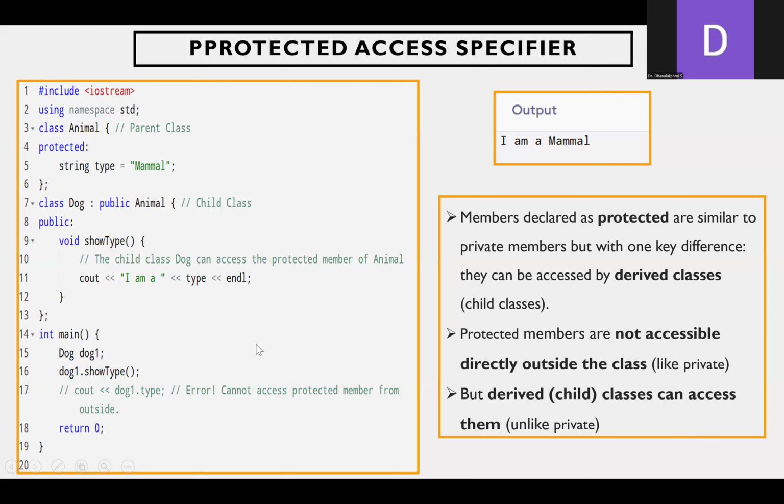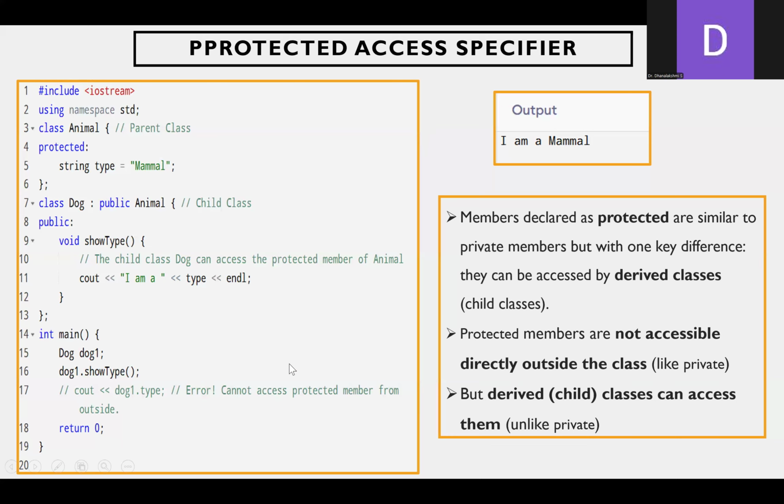Why does it lead to a compile error? Because the protected members cannot be accessed from outside the class hierarchy. So to summarize this, we can tell that the private members are only accessible within the same class. Protected members are accessible within the class and also its derived or child classes, whereas the public members are accessible from anywhere. So this program is an example of how inheritance and protected access work together in OOPS concepts.